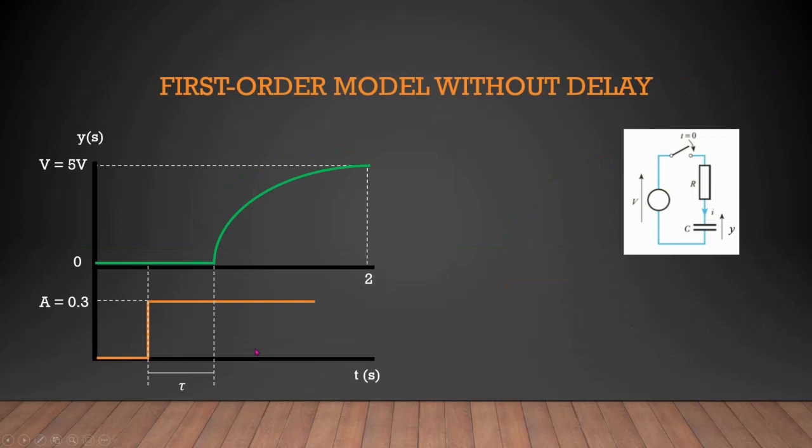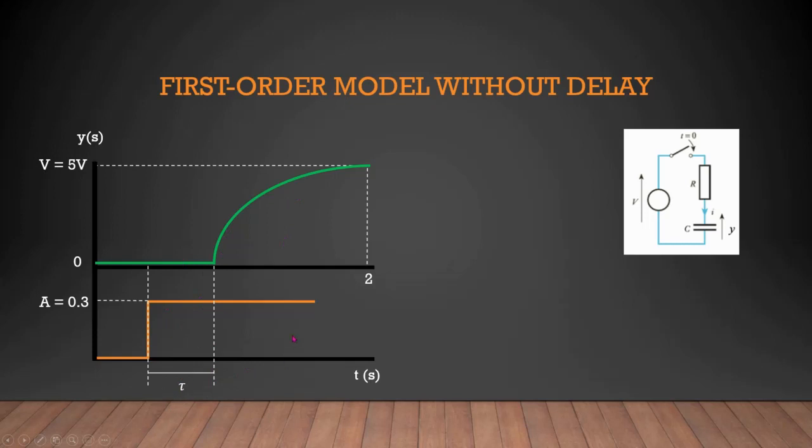Here we have our first exercise. Here we can see the step response. Here we can see the system response. But this exercise, we are going to solve it ignoring the delay term. Here you can see the tau.